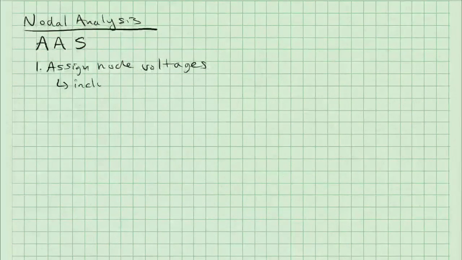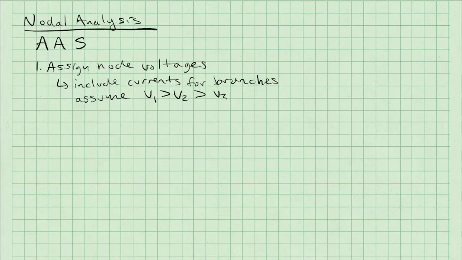We should include ground, but also include currents for branches and assume that the voltage at the first node, starting from the left, V1, is bigger than the voltage at the second node, V2, which is bigger than the voltage at the node V3, which is all bigger than 0 or ground. This may not be strictly true, but it allows us to direct our currents.